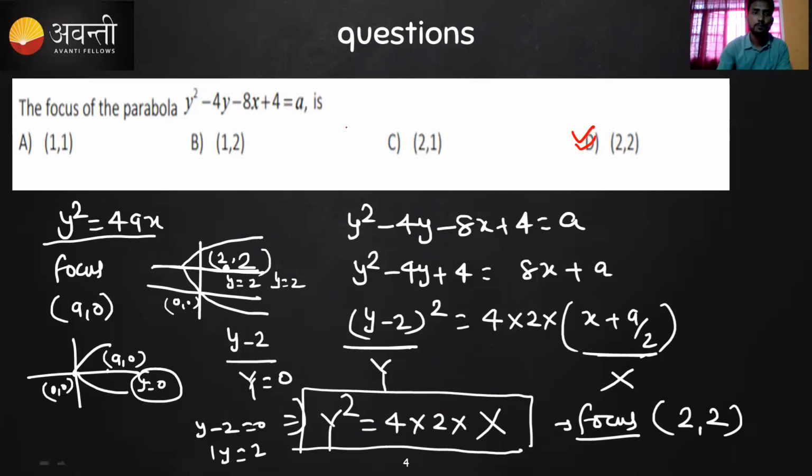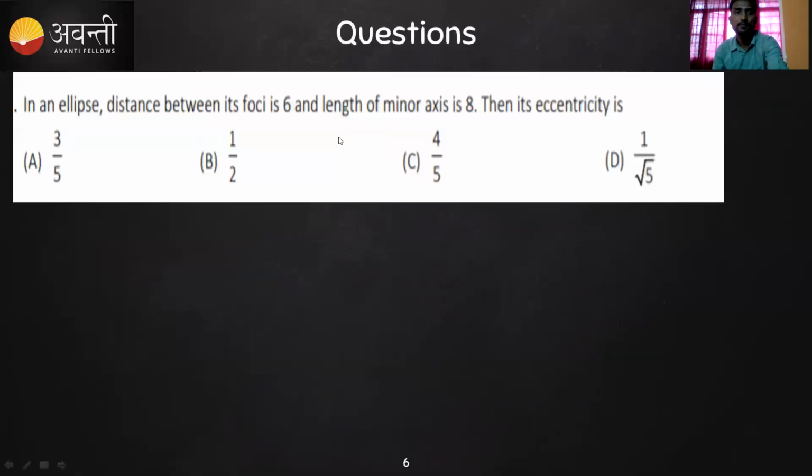Okay, so let's move to the third question, right? So here you can see what it is saying. It is saying that in an ellipse, the distance between its foci is 6 and the length of the minor axis is 8. Then we have to find the eccentricity.